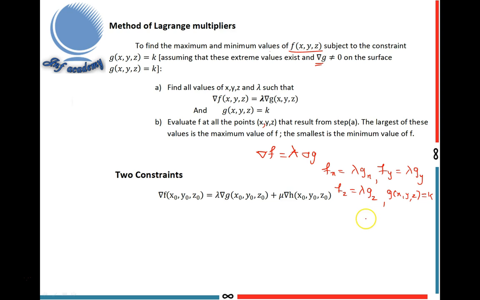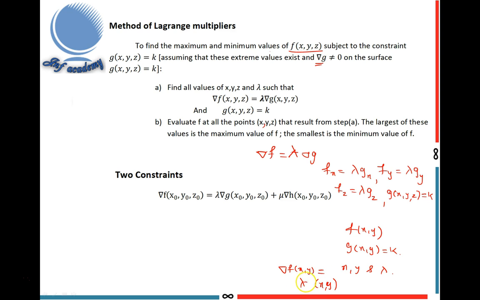To find the extreme values of f(x, y) subject to the constraint g(x, y) equal to k, we look for values of x, y and lambda. This is the two variable case. For functions of two variables, to find the extreme values of f(x, y) subject to the constraint g(x, y) equal to k, we look for the values of x, y and lambda such that del f(x, y) equal to lambda del g(x, y).